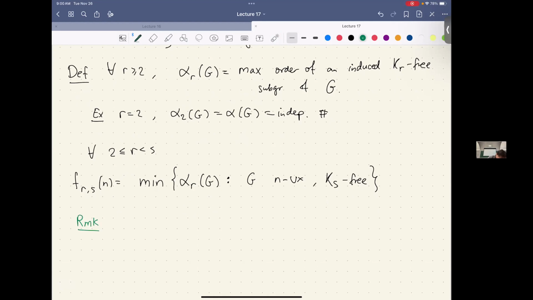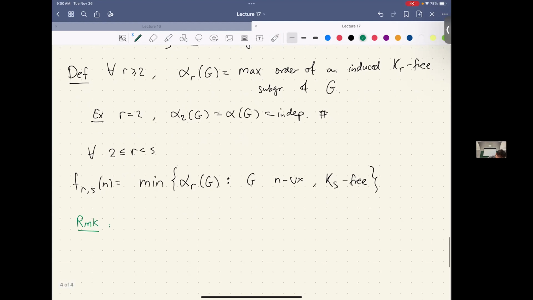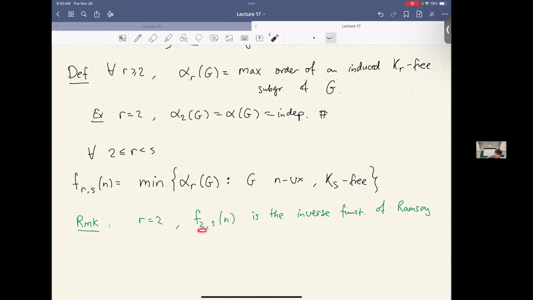If you consider r equal to 2, then f2s of n is the inverse function of Ramsey. So it's basically the same as the Ramsey function. It's more general because now we don't have to take R to be 2, we can take any R.